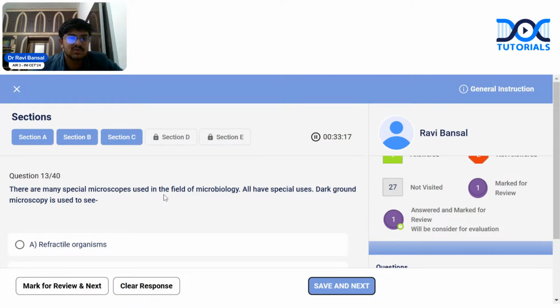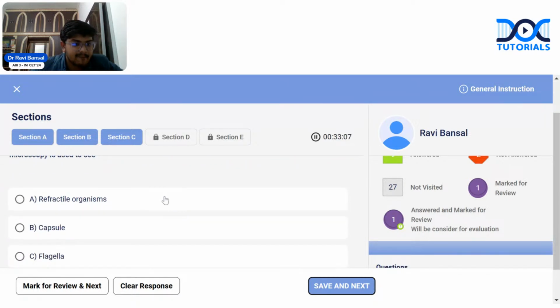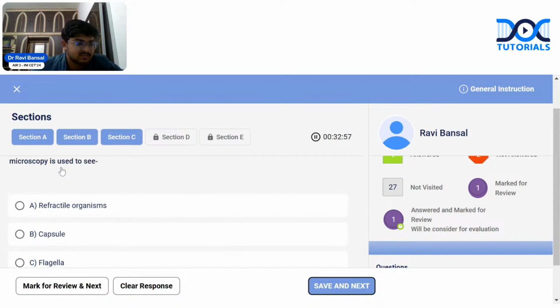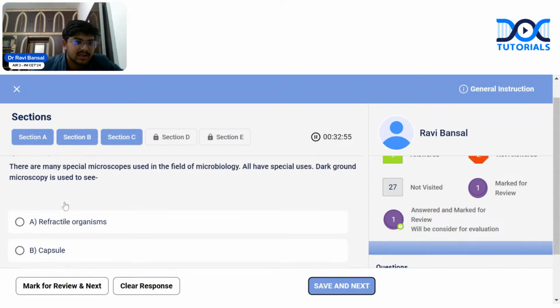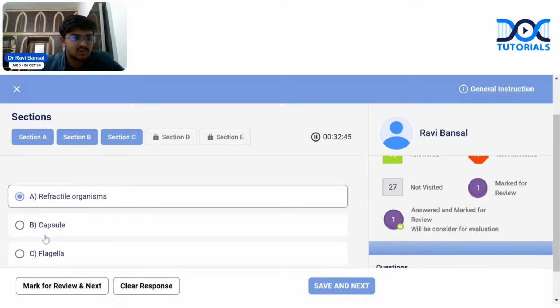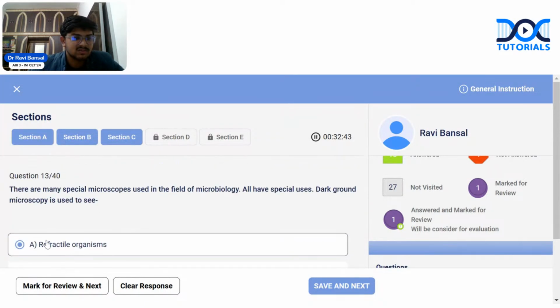Many special microscopes used in the field of microbiology all have special uses. Dark ground microscopy. When I read dark ground microscopy, I just remember syphilis actually. So it is used to see capsule? No. Flagella? I don't think so. Fimbriae? The fractile organism. So in dark field microscopy, an organism like syphilis cannot be seen by light microscopy. So I think it is the fractile organism. The capsule, flagella, and fimbriae cannot be the answer. So I think this is the answer.